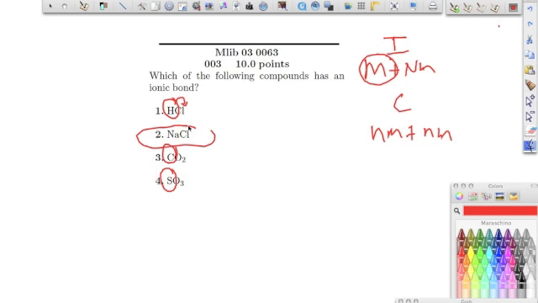So the correct answer should be number 2, because sodium is definitely a metal, and as we have sodium chloride, it's an ionic bond because we have a metal plus a nonmetal.